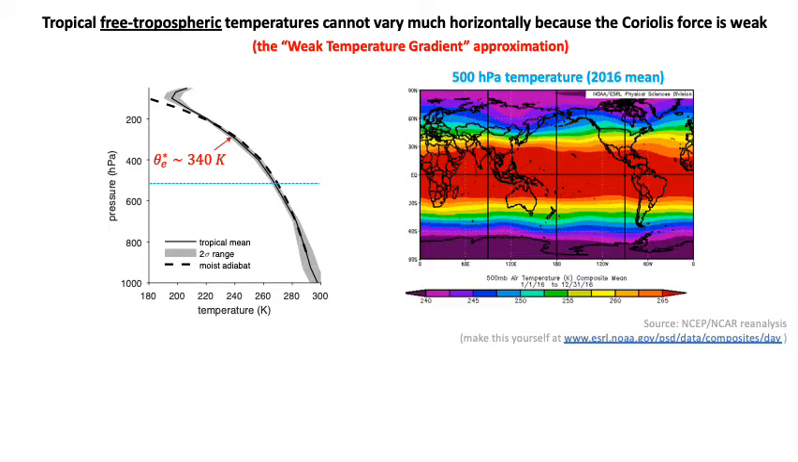We can actually see this. On the left is still that temperature profile, and now I've drawn a blue dashed line at 500 hectopascals, and on the right is a horizontal map of the 2016 mean 500 hectopascal temperature in Kelvin. This is something you did in your homework as well. As you'll notice, between about 30 north and 30 south in the tropics, here in the middle of the free troposphere, temperatures are nearly uniform horizontally.